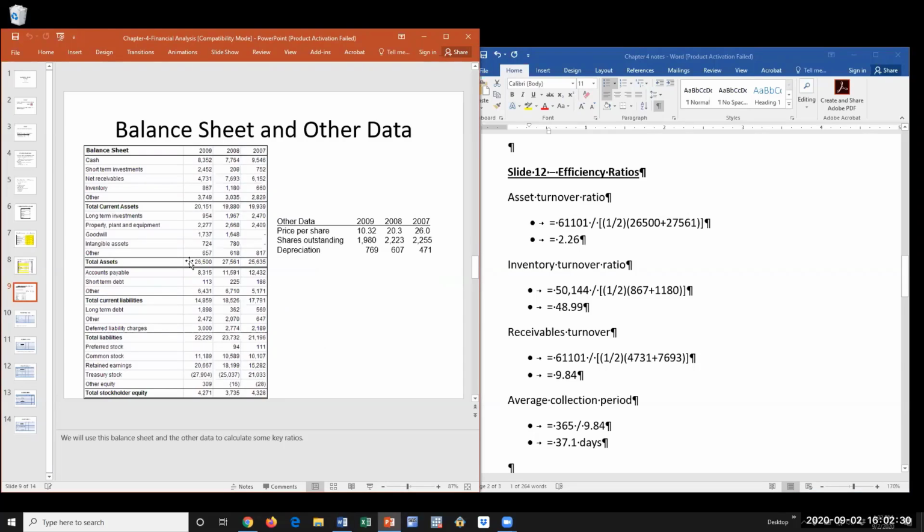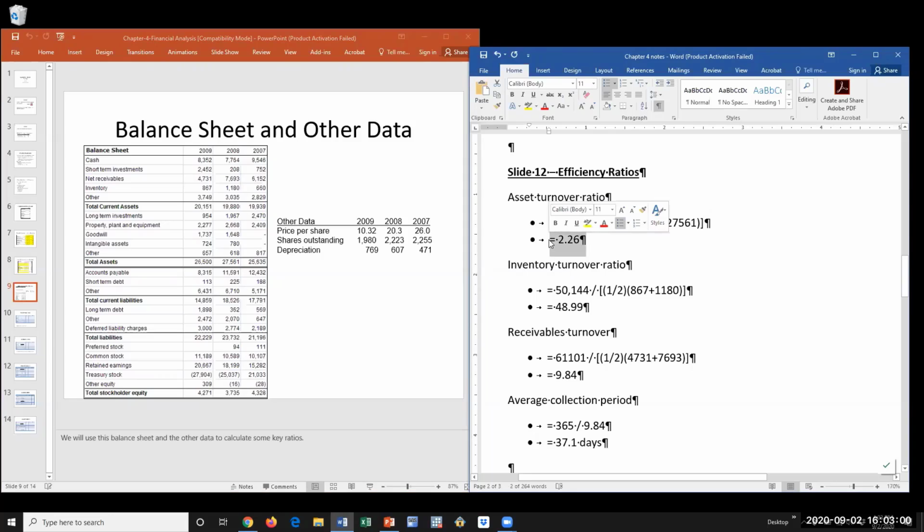And so what we did is we took this year's assets of 26,500 and the previous year's assets, 27,561, and we averaged them. And that's what this is right here. So we took this year's and last year's assets and we took the average, right? Add them up, divide by 2. It's the same as multiplying by 1/2. That's our average assets over the course of the year when we had these sales. So this is the asset turnover number, 2.26.